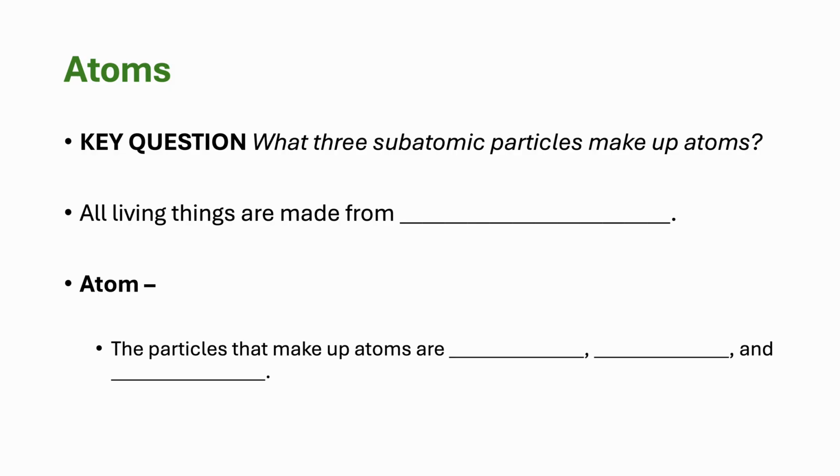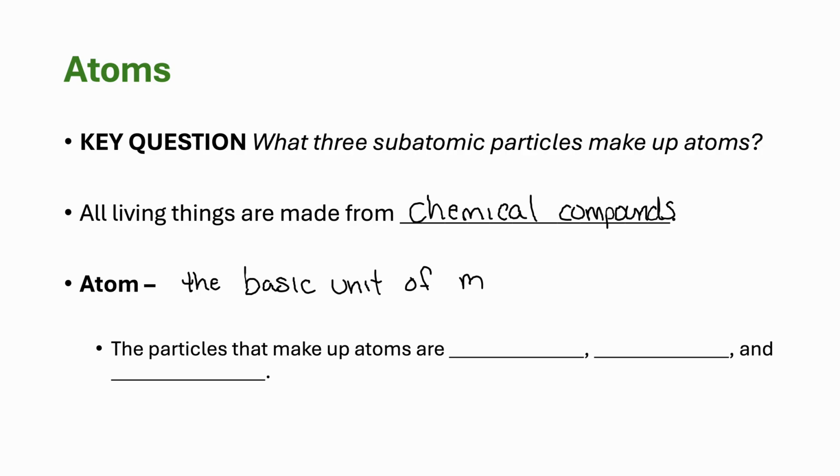So all living things are made from chemical compounds. And when we're looking at chemical compounds, just how these atoms form together. So when we're looking at an atom, the atom is the basic unit of matter. So all of matter, everything that makes up the universe around us, is made of these atoms.